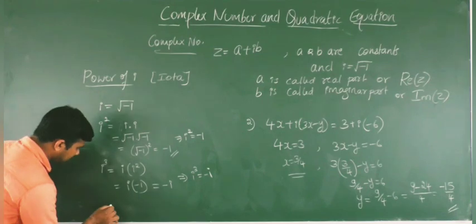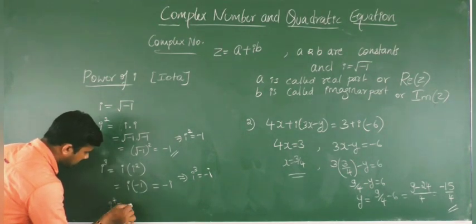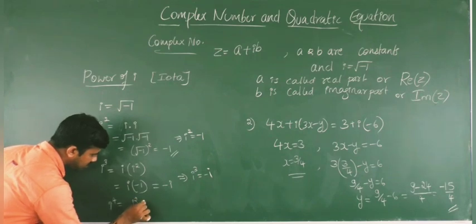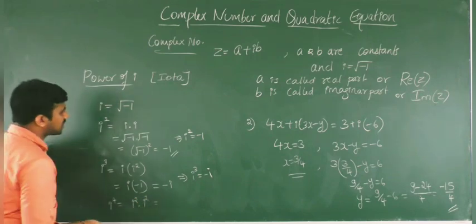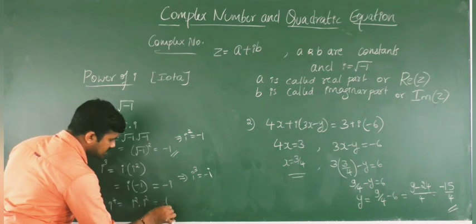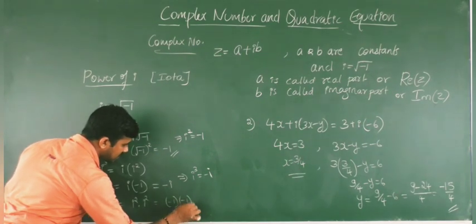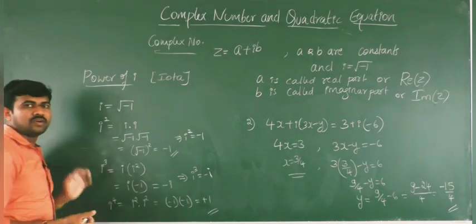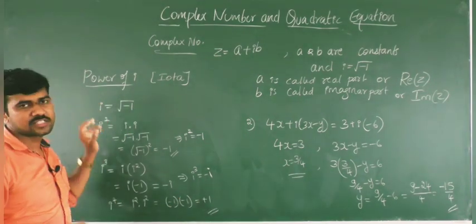Similarly, next, i to the power 4. This is nothing but i to the power 2 into i to the power 2. But i to the power 2 is nothing but minus 1. So minus 1 into minus 1 is nothing but plus 1. You can understand here the powers of i.